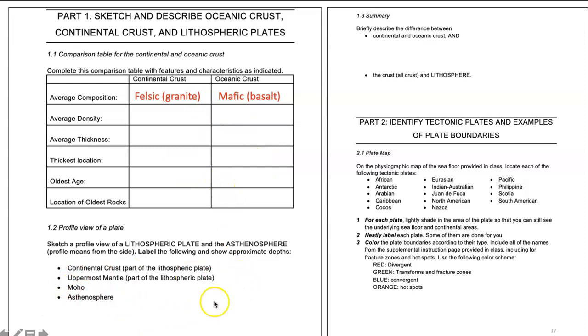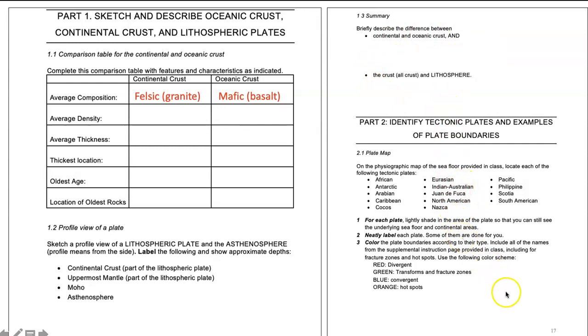Then it asks you to do some sketches that include lithosphere and asthenosphere. I've done this in lecture when we talked about continental drift, and we also did something very similar in the last lab. So I think you should be able to do this without any problem and briefly answer these questions.